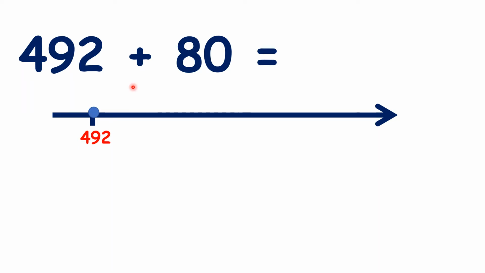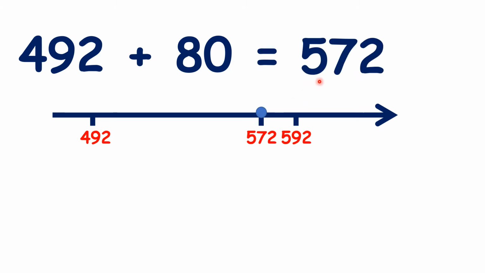Now see how quickly you can answer 492 plus 80. We can add 100, then subtract 20, and that gives us our answer.